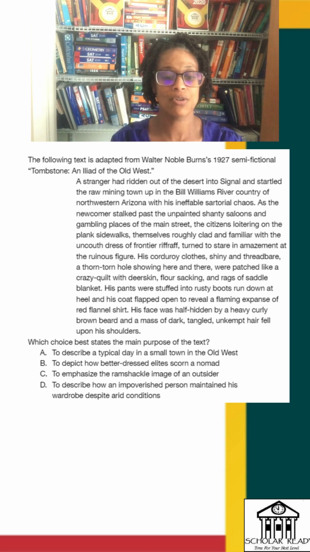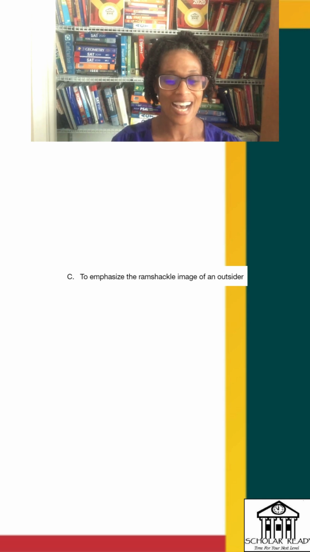And then C, to emphasize the ramshackle or the rundown image of an outsider. Yes, that sounds like what I said. But before we choose C, let's read D. To describe how an impoverished person maintained his wardrobe despite arid conditions. Okay, so that description is kind of in there with how the clothes were patched, but it's not the main purpose of the text. And we want to make sure we find the main why of the text. So it sounds like C is the best answer. Let's find out what the answer is. C, to emphasize the ramshackle image of an outsider.